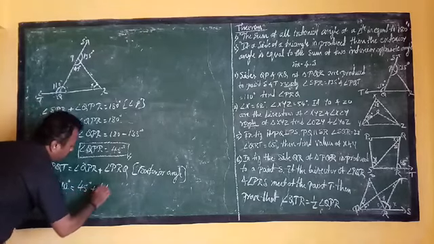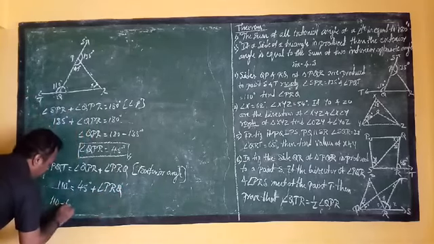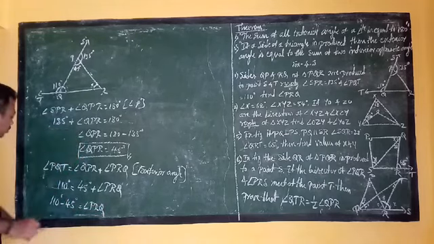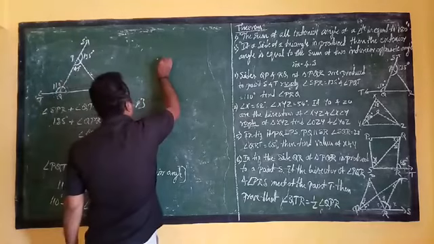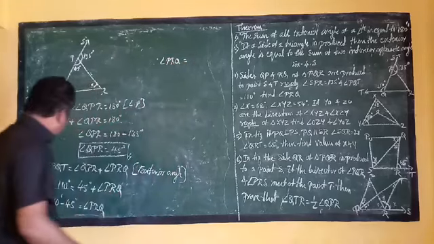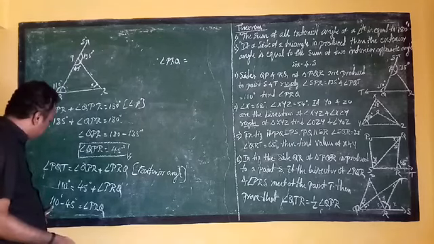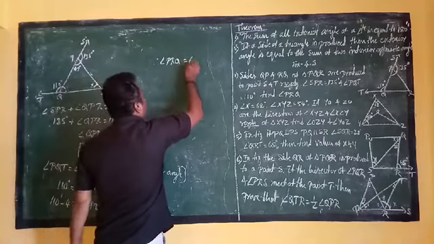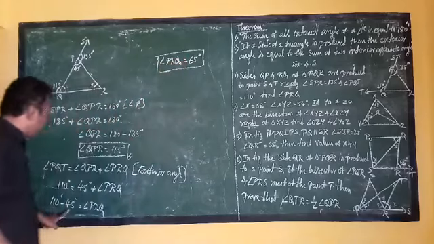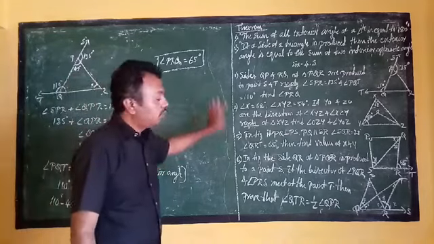Plus angle PRQ, which we want to calculate. So 110 minus 45 is equal to angle PRQ. Therefore angle PRQ is equal to 110 minus 45, which is 65 degrees. So angle PRQ is 65 degrees. 65 plus 45 is 110, right? Understand, students? Like this we have to calculate. That's all. Question number 1 is over.